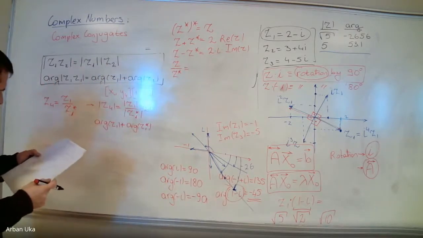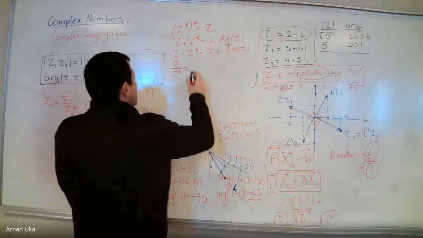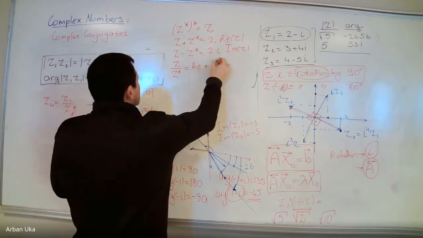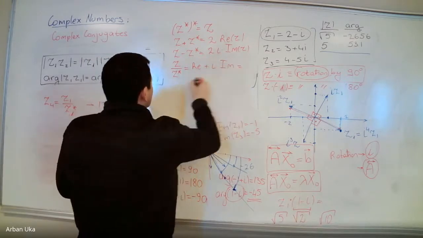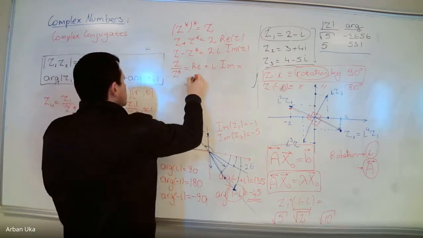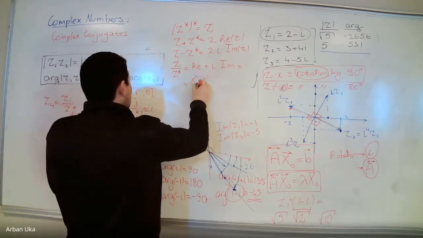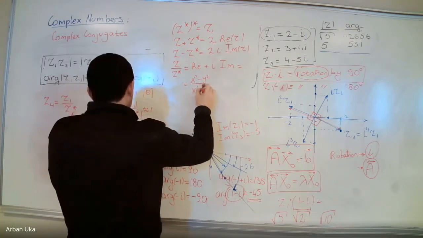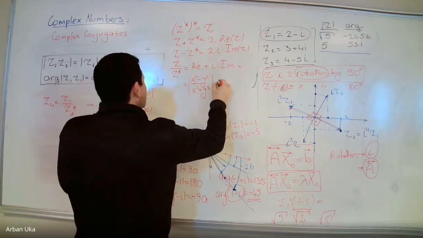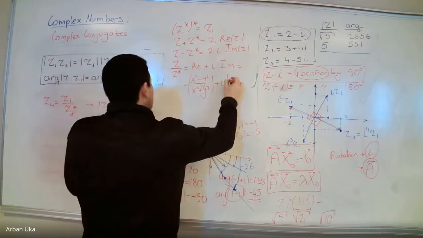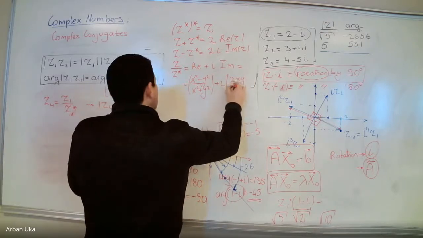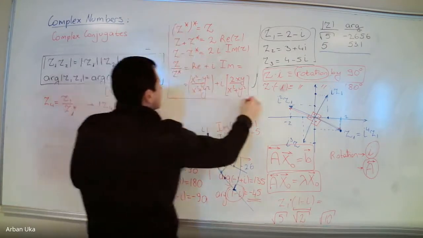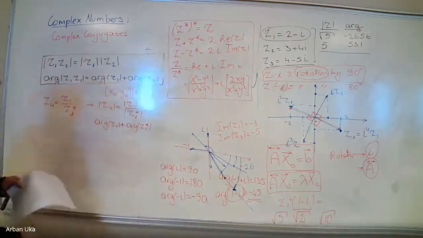We're not expecting to derive them ourselves, but this will be equal to the real part, of course, plus I times the imaginary part, okay? But what is the real part? The real part here is x squared minus y squared over x squared plus y squared, plus I times 2xy over x squared plus y squared. So these are some useful properties.